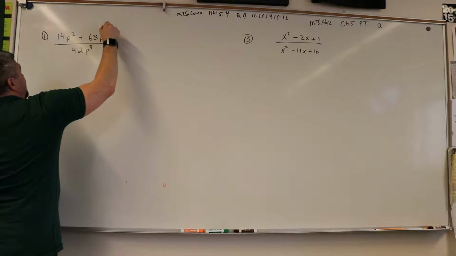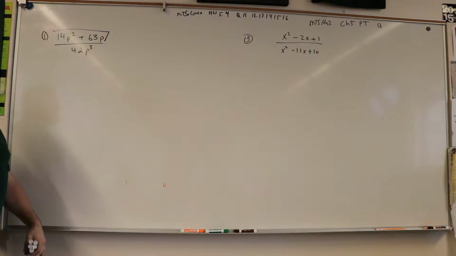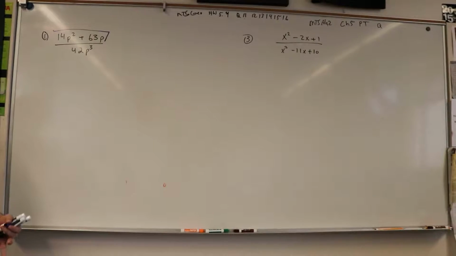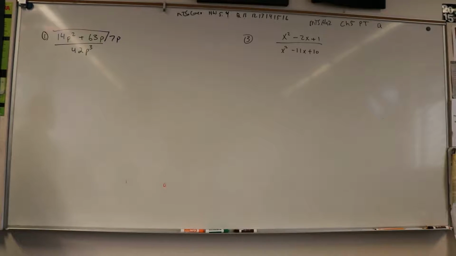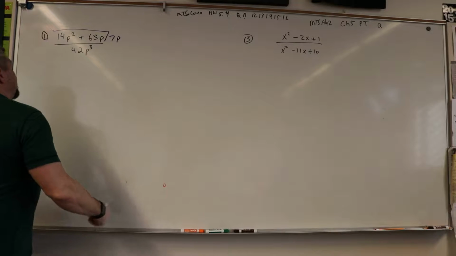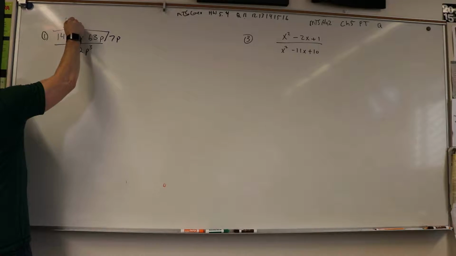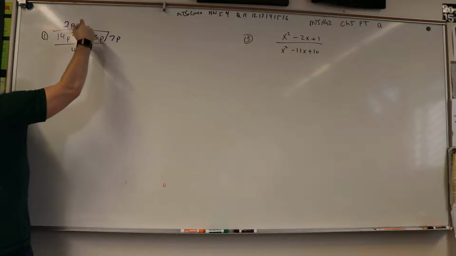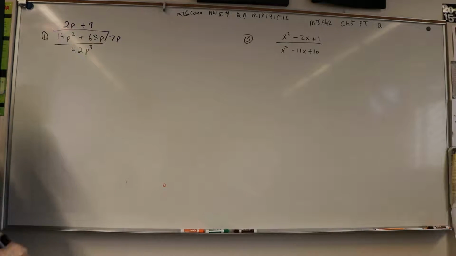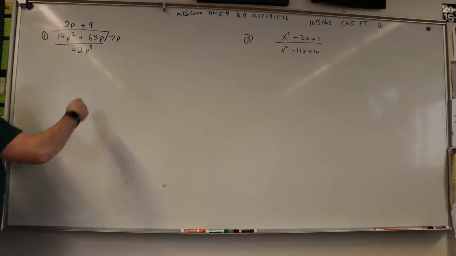So, what goes into both of these? What goes into 14 and 63? 7. Good. And P, right? It's important. Alright. So, how many times? 2P, right? And then 9. Good. Alright. Can I pull a 7P out of this? Yes. Okay. Then I will.